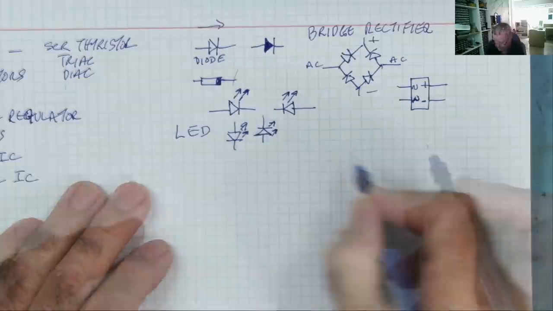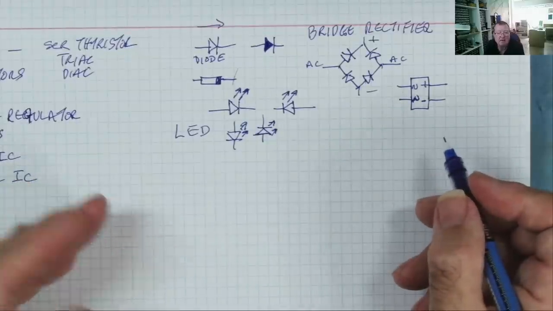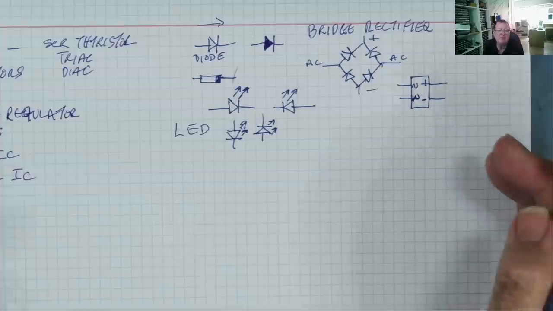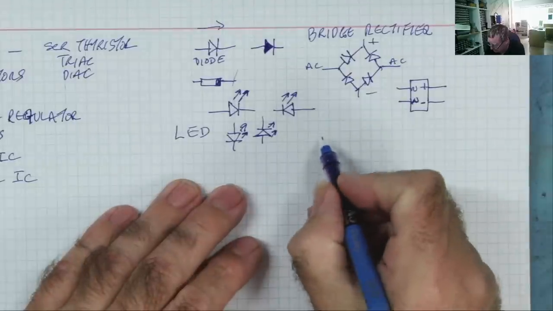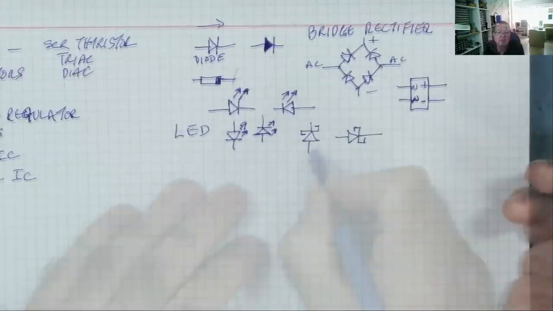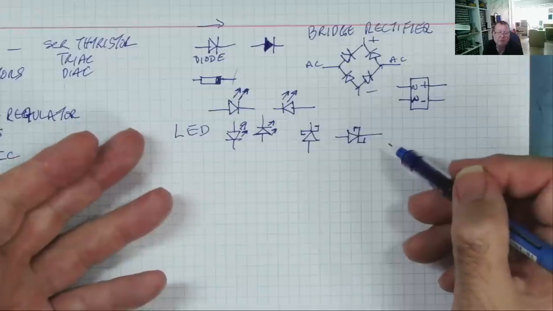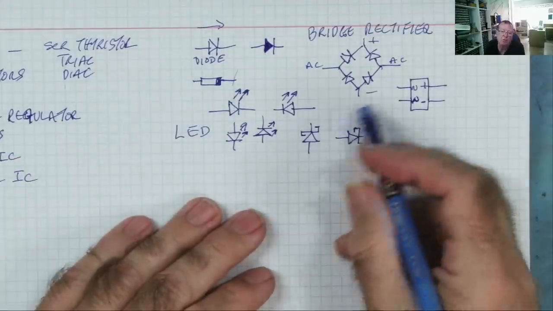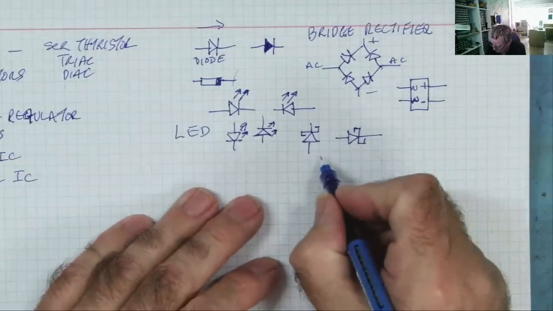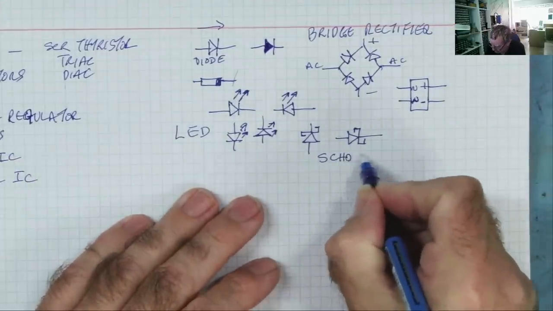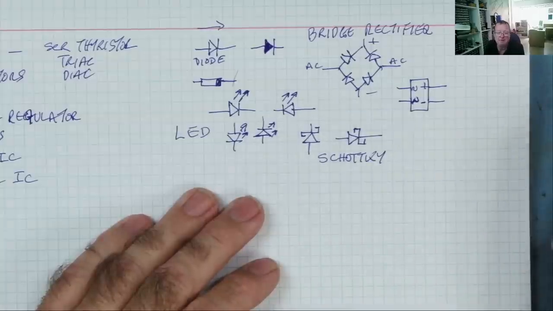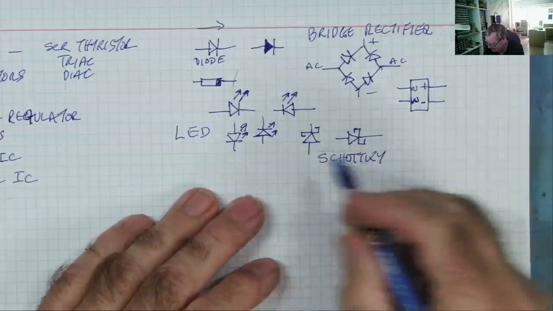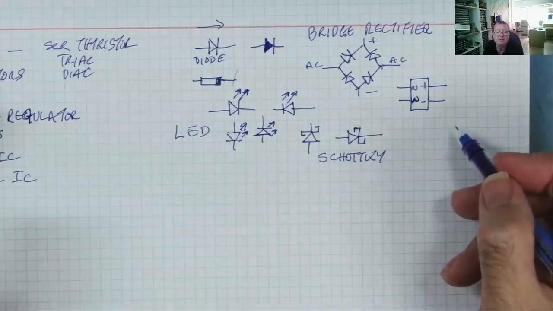LED. Another common diode we have is the Schottky diode. This is a special low voltage drop fast switching diode, and this is the symbol for a Schottky diode. By magic, I've just drawn some for you. Schottky diodes, one horizontal, one vertical. I hope to spell this right. The two T's, a K and a Y. I'm pretty sure, we'll find out, okay. So those are Schottky diodes.